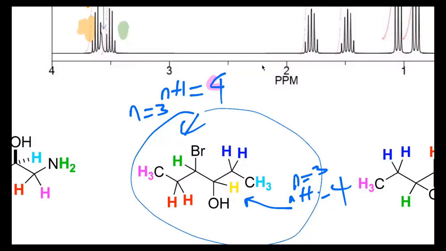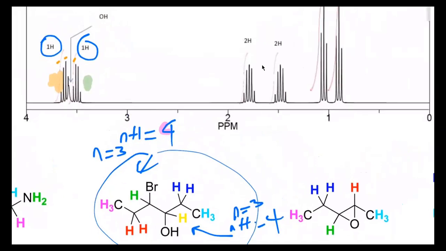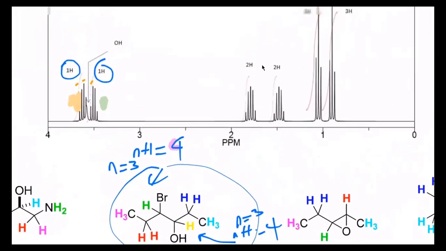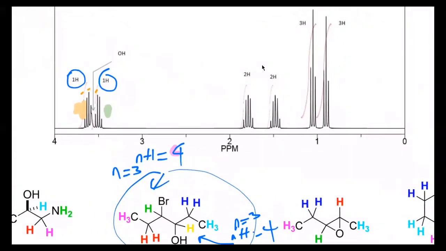Yeah. All right, now let's look upfield, all the way upfield. All right, we've got 2 triplets upfield. Look at the integration. You see the integration? They're both integrating for 3 hydrogens. Is that right? So what do you think those correspond to?